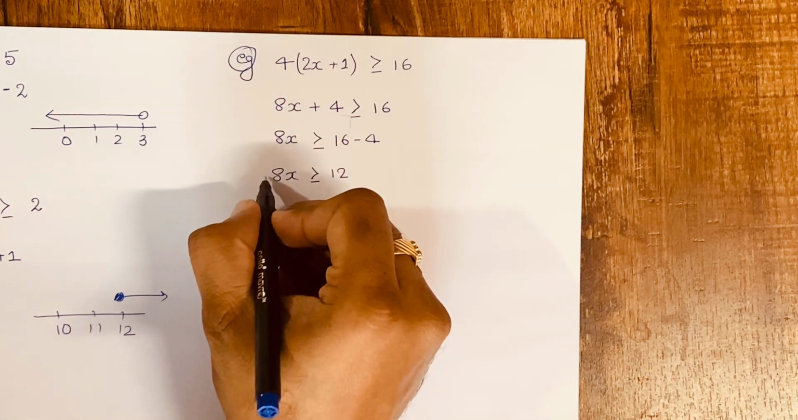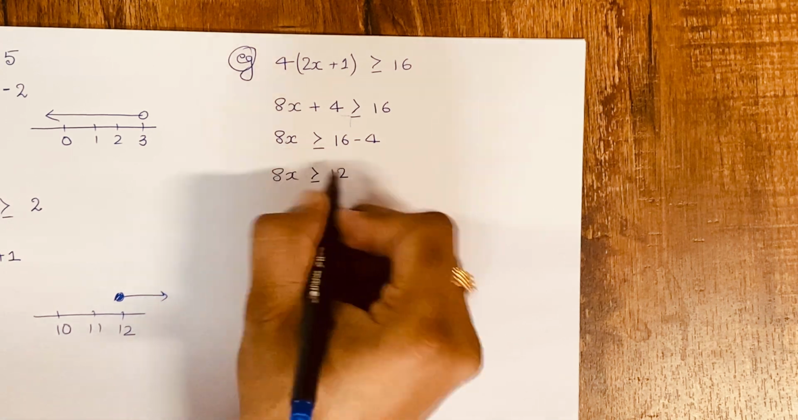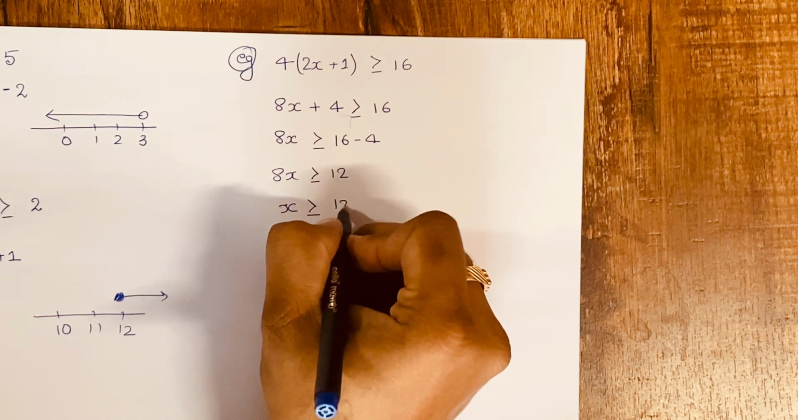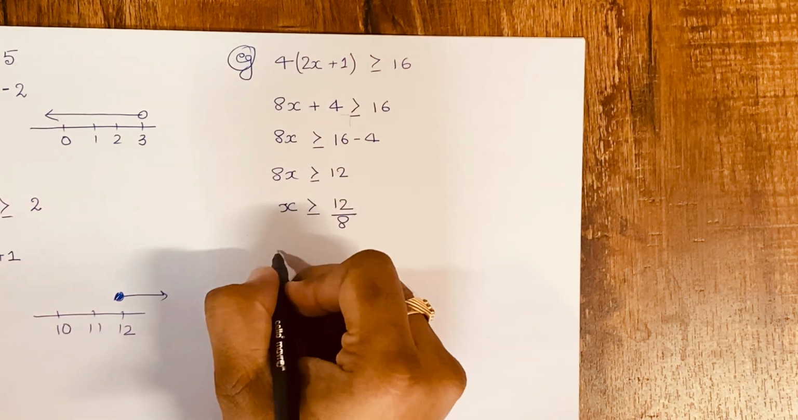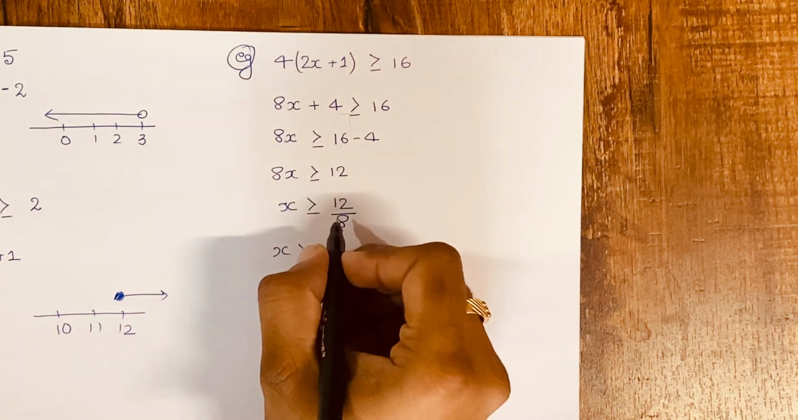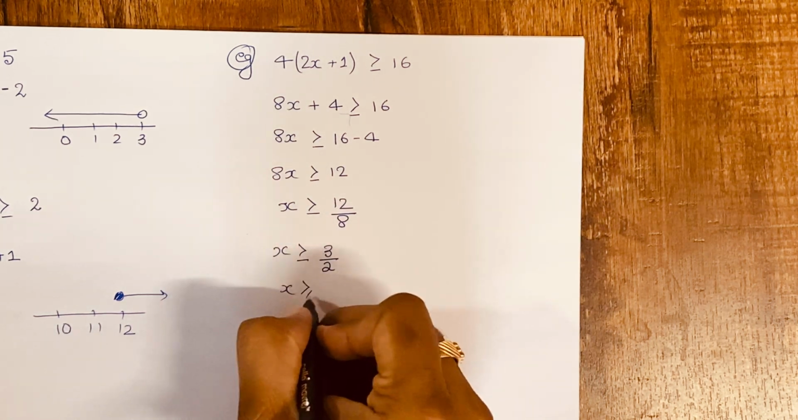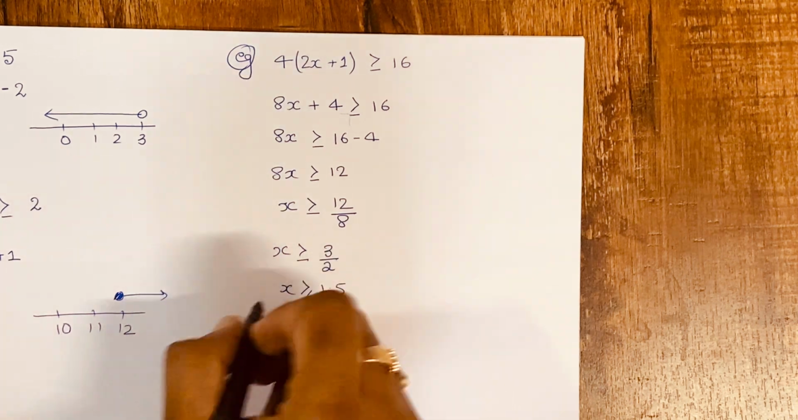Now this 8, which is multiplied with x, when it goes to the other side, it will become division. So 12 divided by 8. 4 times 3 is 12, 4 times 2 is 8, so it is 1.5. So x is greater than or equal to 1.5. This is the answer.